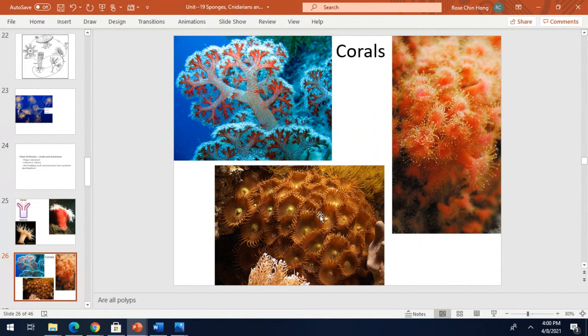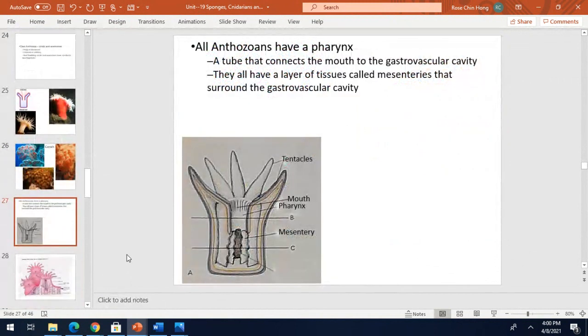And also, what else do I have to say for this here? They're colonial. Let me see if I have that in the other slide here. Okay, so let us look at a schematic of the anthozoans. It could be an anemone or it could be the coral itself. So they have a pharynx. They have the tentacles around here, which sweep food into the mouth. So the tentacles will sweep the food into the mouth.